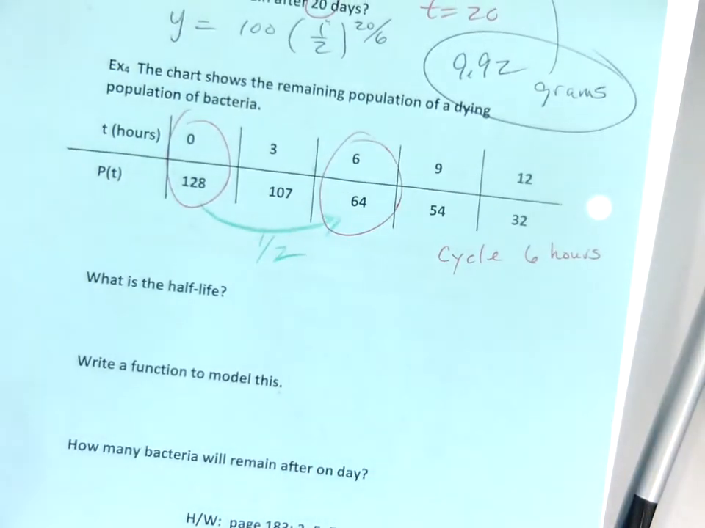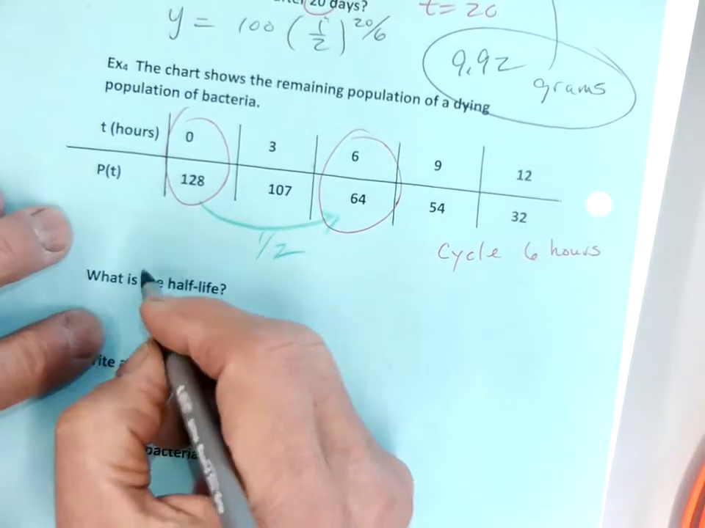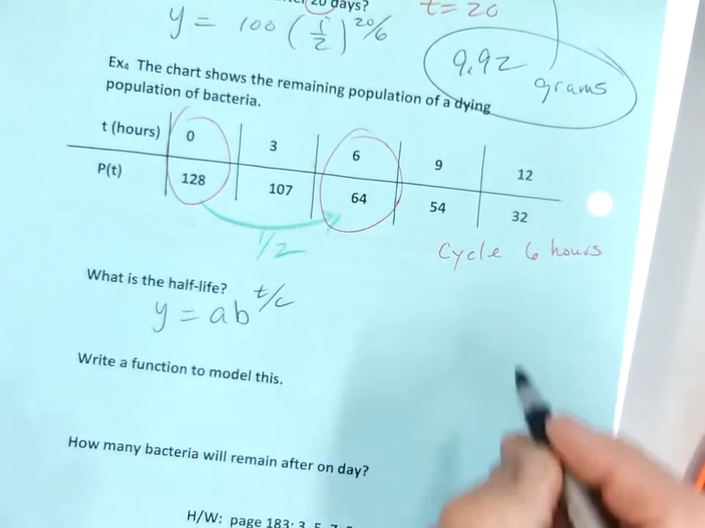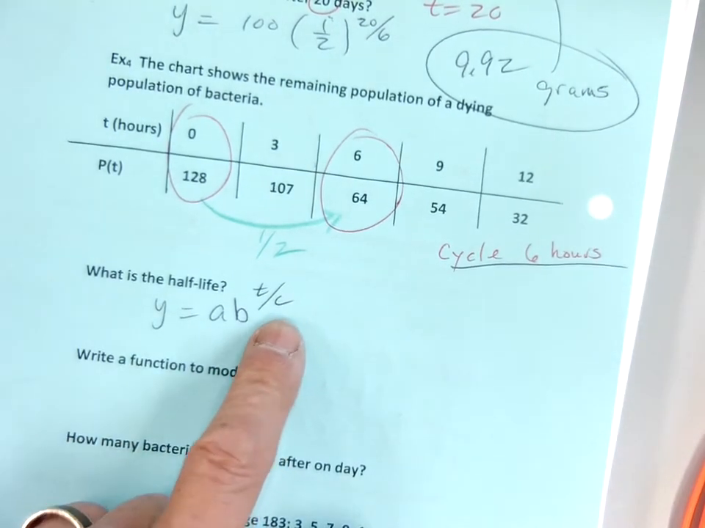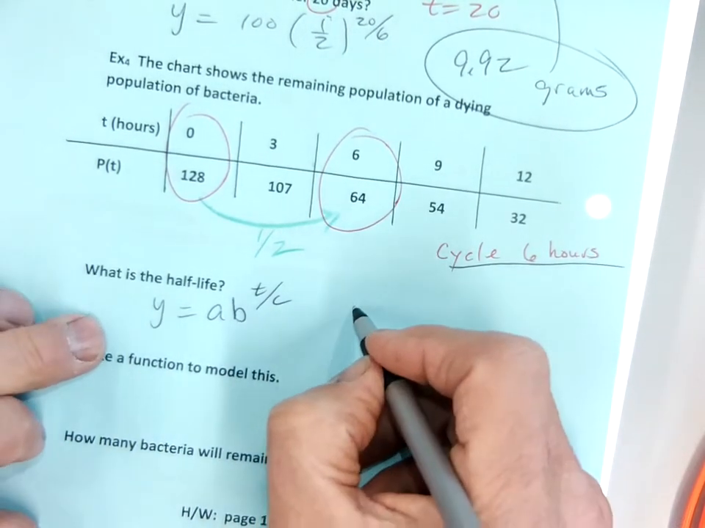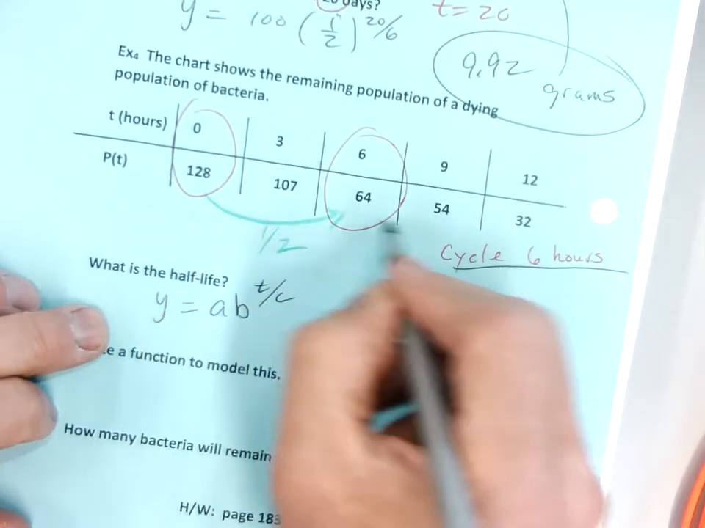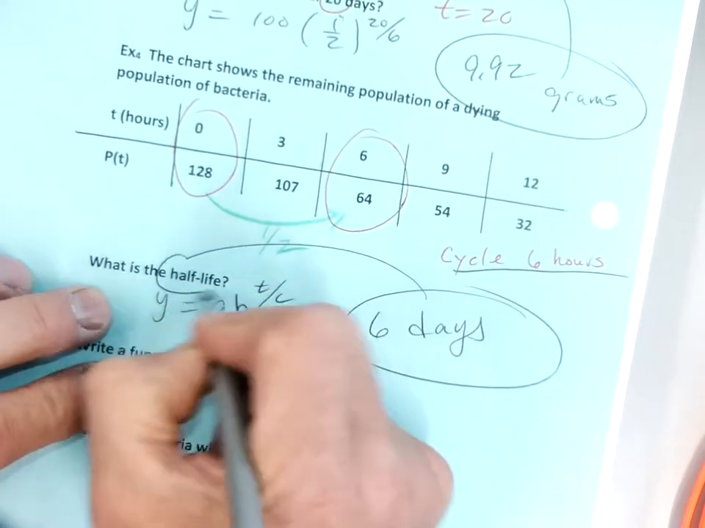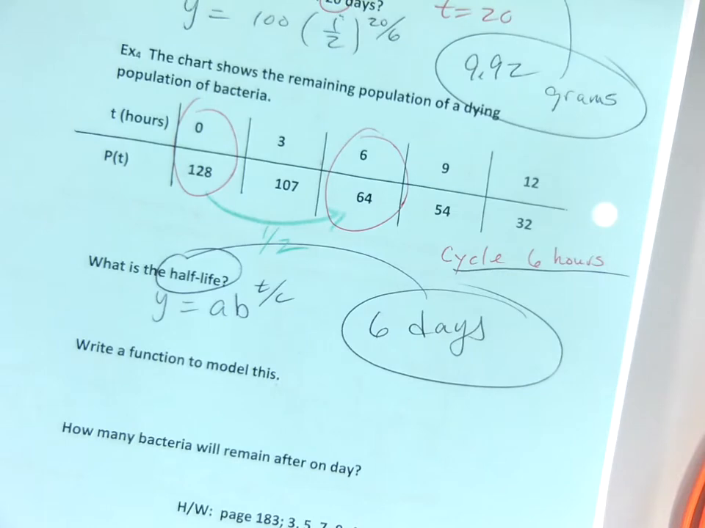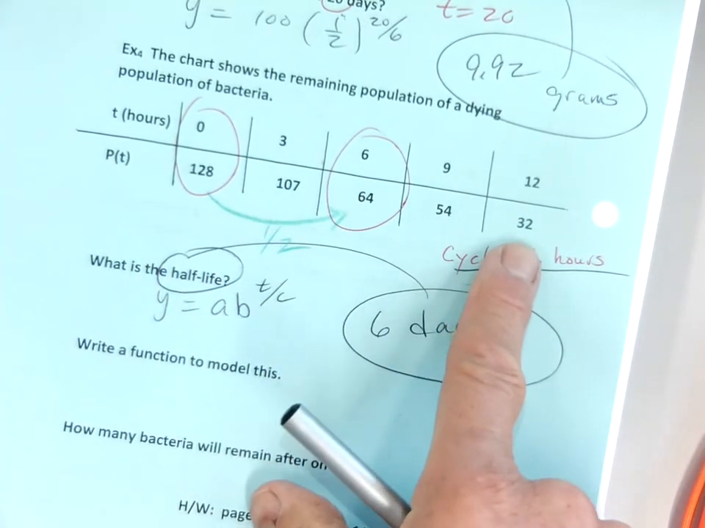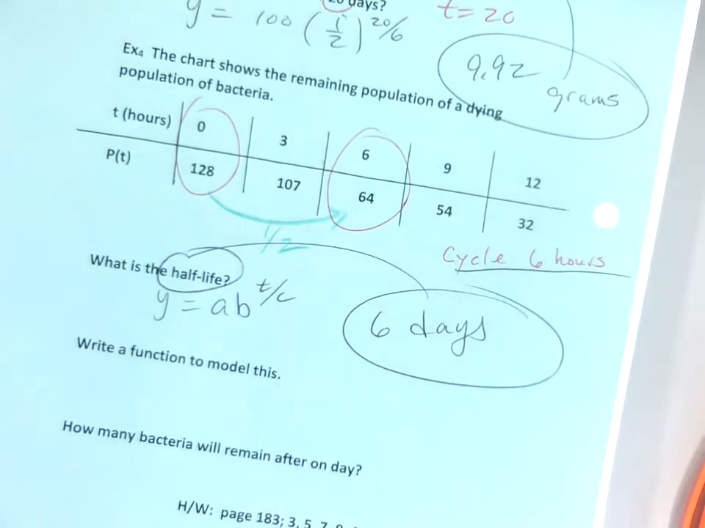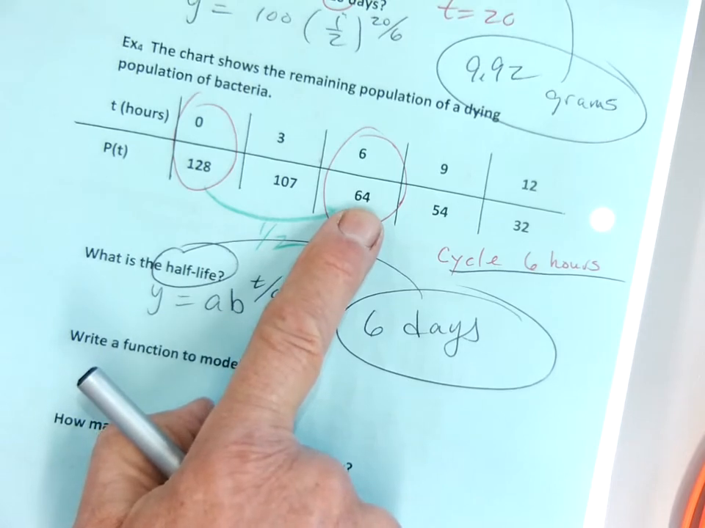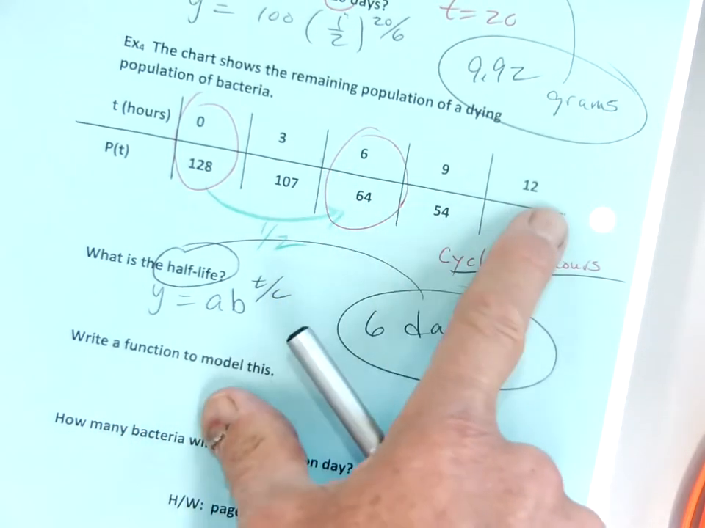So let's use the same formulas we did up above, except it's from a chart. So I start off with y equals some a times b to the t over c, because I've got a cycle of time, so I want t over c. And let's use this equation. We know that 6 is my half-life. Every 6 hours we take half. Oh, look, there it is again, half, right? That's my half-life, 6 hours. From here to here is half, 6 hours. From here to here is half, 6 hours. Okay, now write a function.